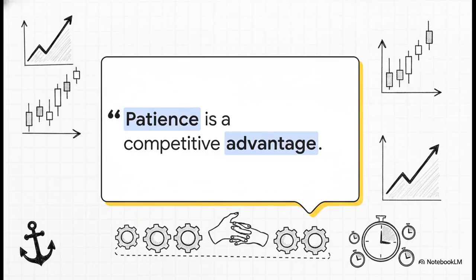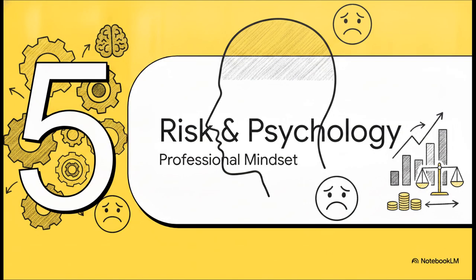Honestly, the ability to just sit on your hands and wait for that exact 6-step sequence to unfold, that is the defining characteristic separating the consistent pros from the people just gambling their money away. If the setup isn't there, you simply do not trade. Which leads us perfectly into our final section, risk and trading psychology. We are zooming all the way in to the single most critical failure point for beginners.